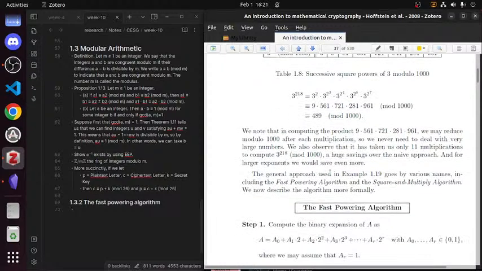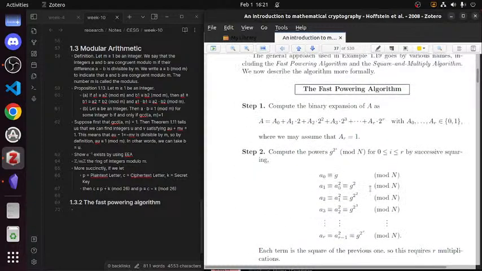The general approach used in example 1.19 goes by various names, including the fast powering algorithm and the square and multiply algorithm. We now describe the algorithm more formally. Okay, this is the part that I actually want to pay attention to. We compute the binary expansion of A as A equals A0 plus A1 times 2 plus A2 times 2 squared, and so on, again a binary expansion.